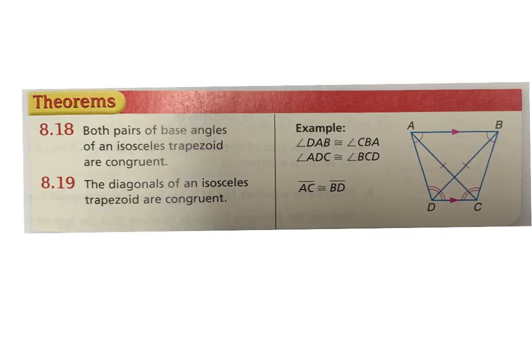Some theorems. Both pairs of base angles of an isosceles trapezoid are congruent. Specifically isosceles, not any trapezoid. The pairs of base angles are congruent on isosceles trapezoids, and the diagonals of isosceles trapezoids are congruent.